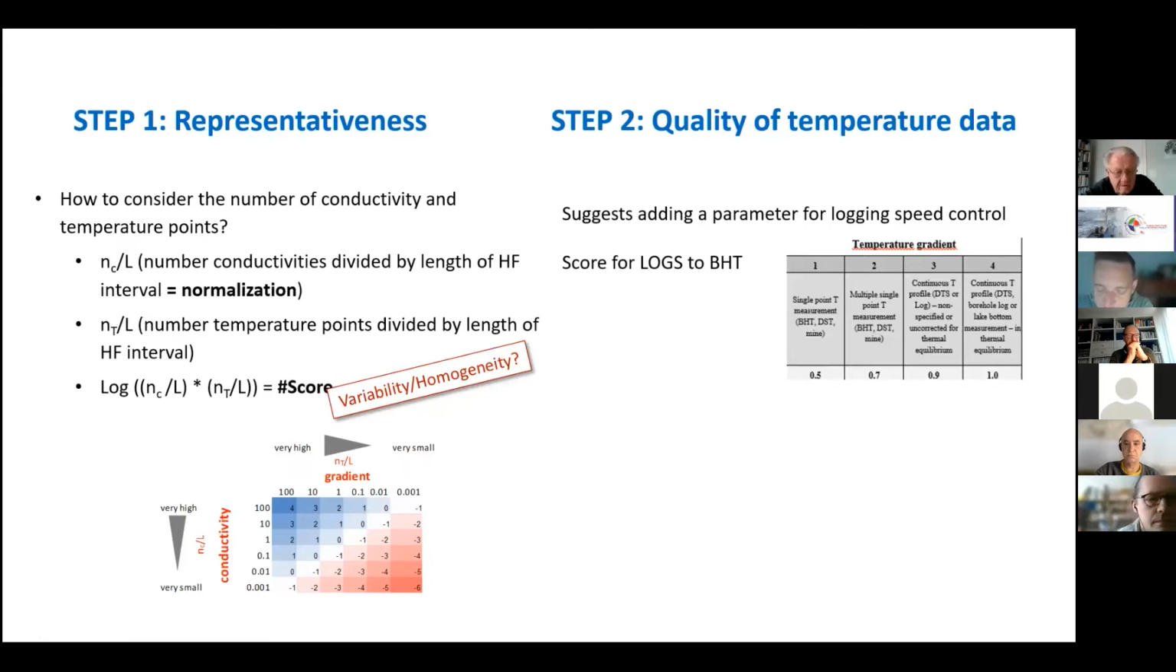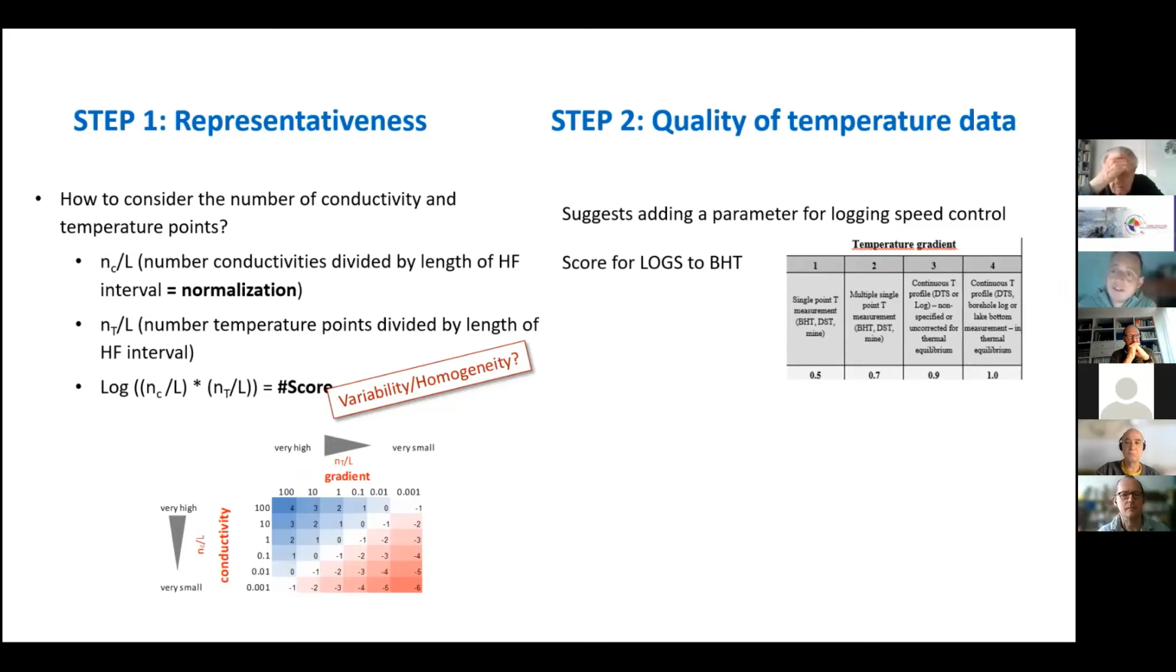Already last time and the time before, we discussed the question of representativeness. So about the question of number of values in terms of variability or homogeneity or inhomogeneity of the interval. So I think this is a big thing we need to talk about today. How we address this issue on the one hand side.